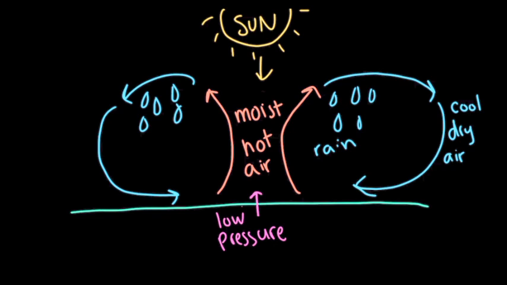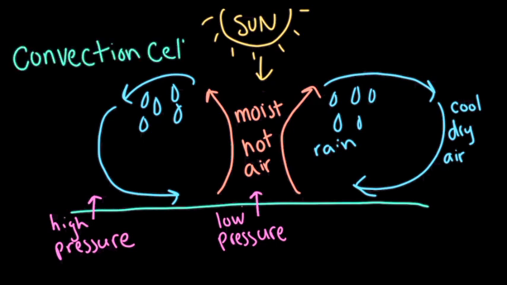Because the air is rising up, it creates a space for cooler air in surrounding areas to move in and take its place. And over here, where the cool air is coming down to the ground, that's an area of high pressure, because all of that cool, dry air is coming down and pushing the air below it away. This cyclical movement of air creates something called a convection cell.